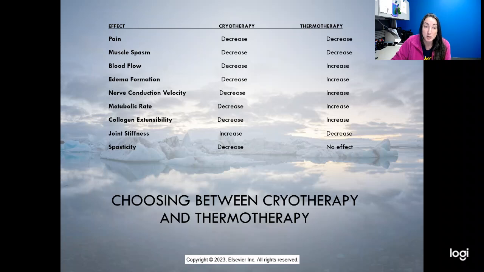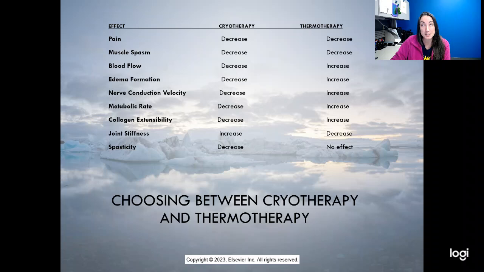If you want to decrease edema, ice. Increase edema or increase blood flow to the area, heat. It's rare that I want to increase edema itself, but blood flow, yes. Nerve conduction velocity, if I want to decrease that conduction velocity, ice. If I want to increase it, heat. So typically I'll kind of heat before therapy and then kind of increase that nerve conduction velocity before they do exercises, and then ice to decrease that after exercises. Metabolic rate, of course, ice decreases it and heat increases it. The collagen extensibility, ice decreases, heat increases.